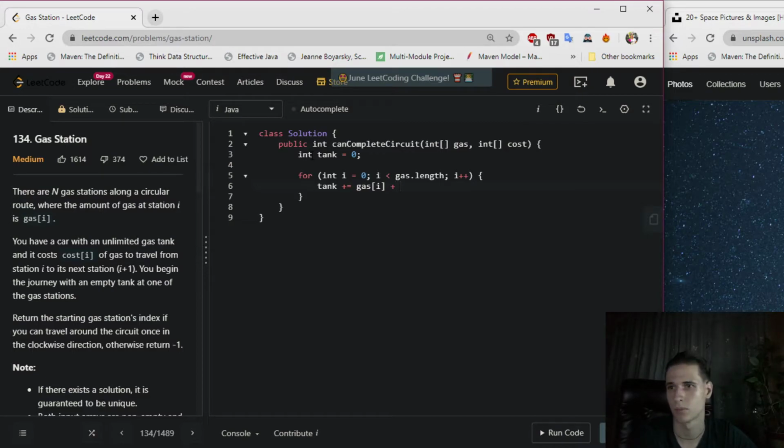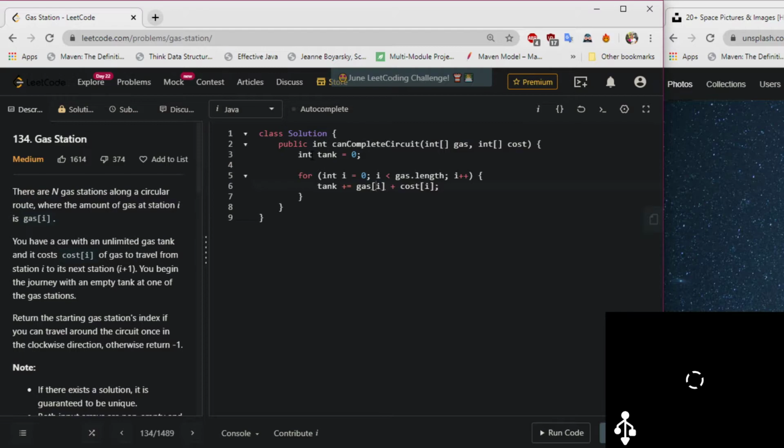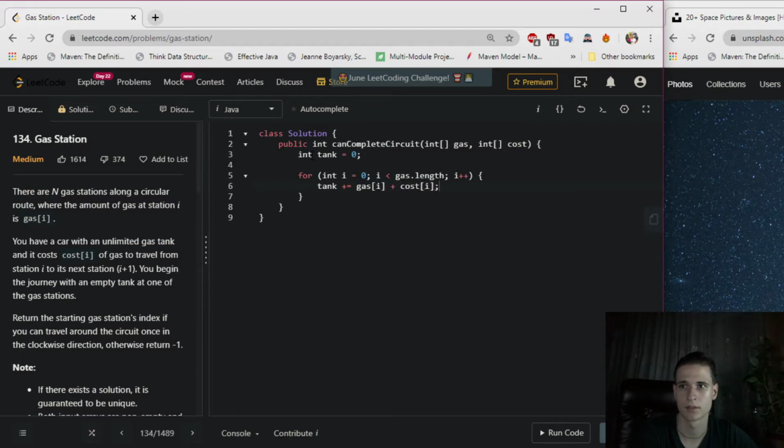We burn out of gas, right? So we say just minus cost at i. So we got 3, right? Here gas equals 3 and cost equals 3. We burn out of gas, so we just say minus here, because we burn out of gas. We just burn this gas and this equals 0, right?